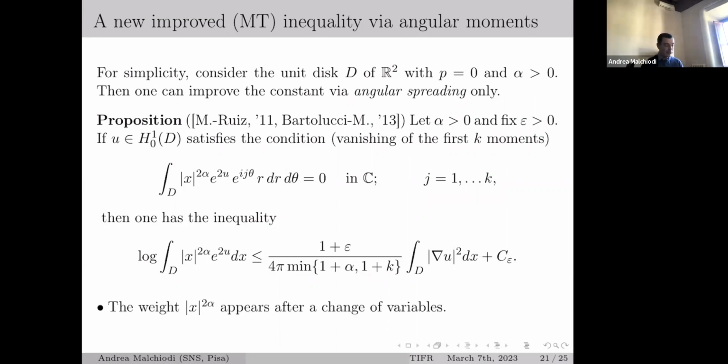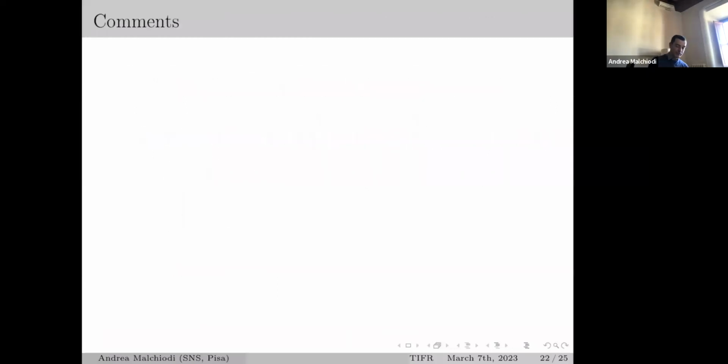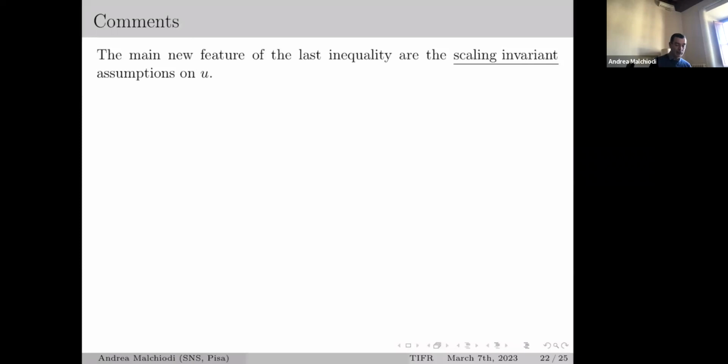Okay, as I said, you have this weight from a change of variables that I had to introduce before. Okay, so let me give some comments on this improved inequality. The main new feature compared to the previous ones, the one by Aubin, for example, is that the assumptions are scaling invariant on U.